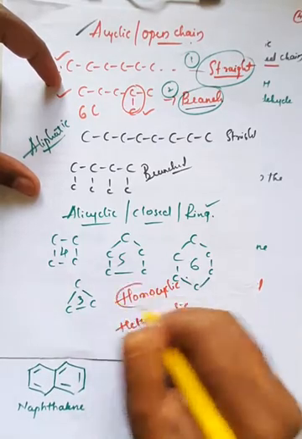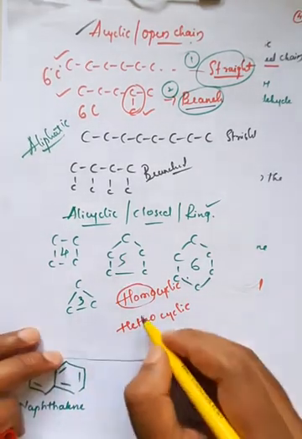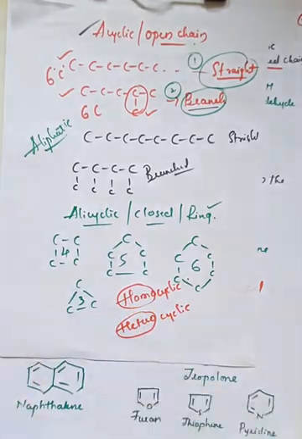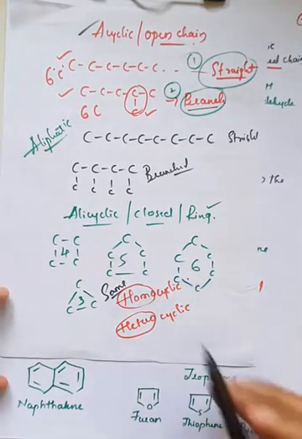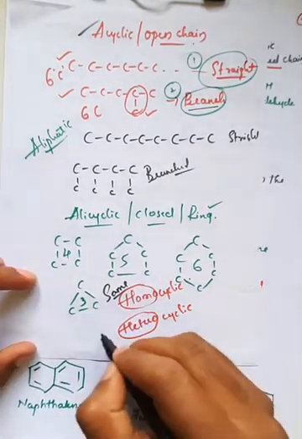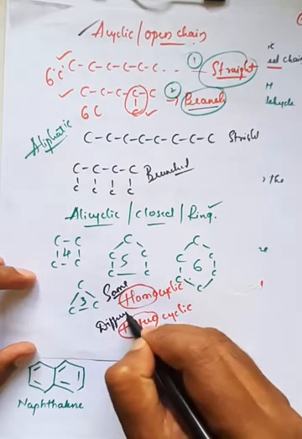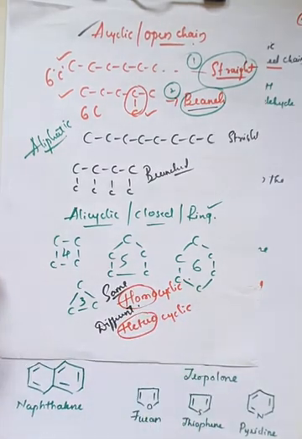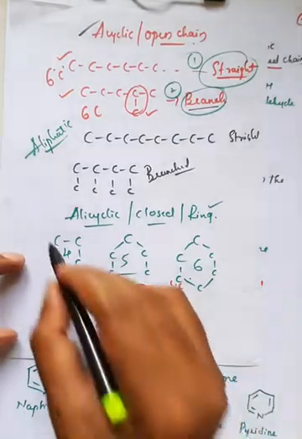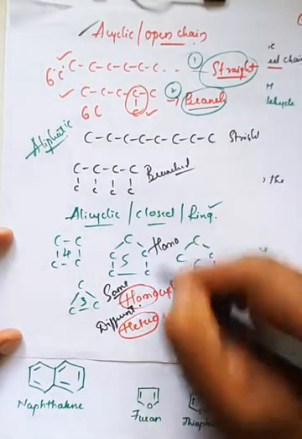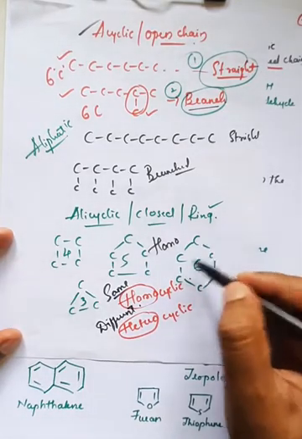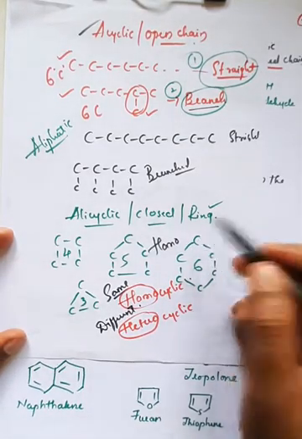So in homocyclic, what happens? In homocyclic, the atoms which are present are all the same, right? So we will call it homocyclic whenever the same atoms are present. In hetero, it is different, right? So other than carbon, if any other element is present, then it is called hetero. For example, all the examples I have given are examples of homo, right? So if I remove one of the carbon atoms and put oxygen here, then it is called hetero.